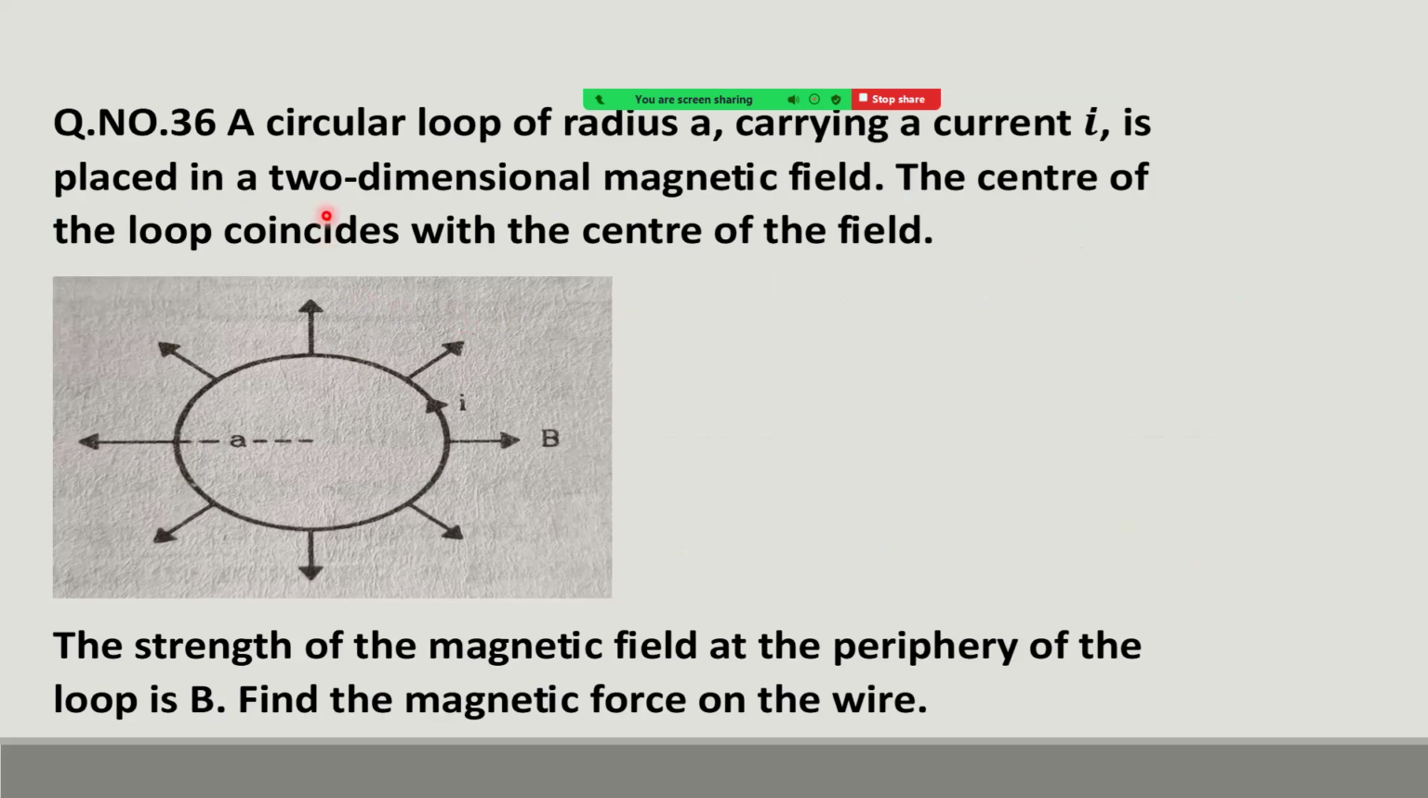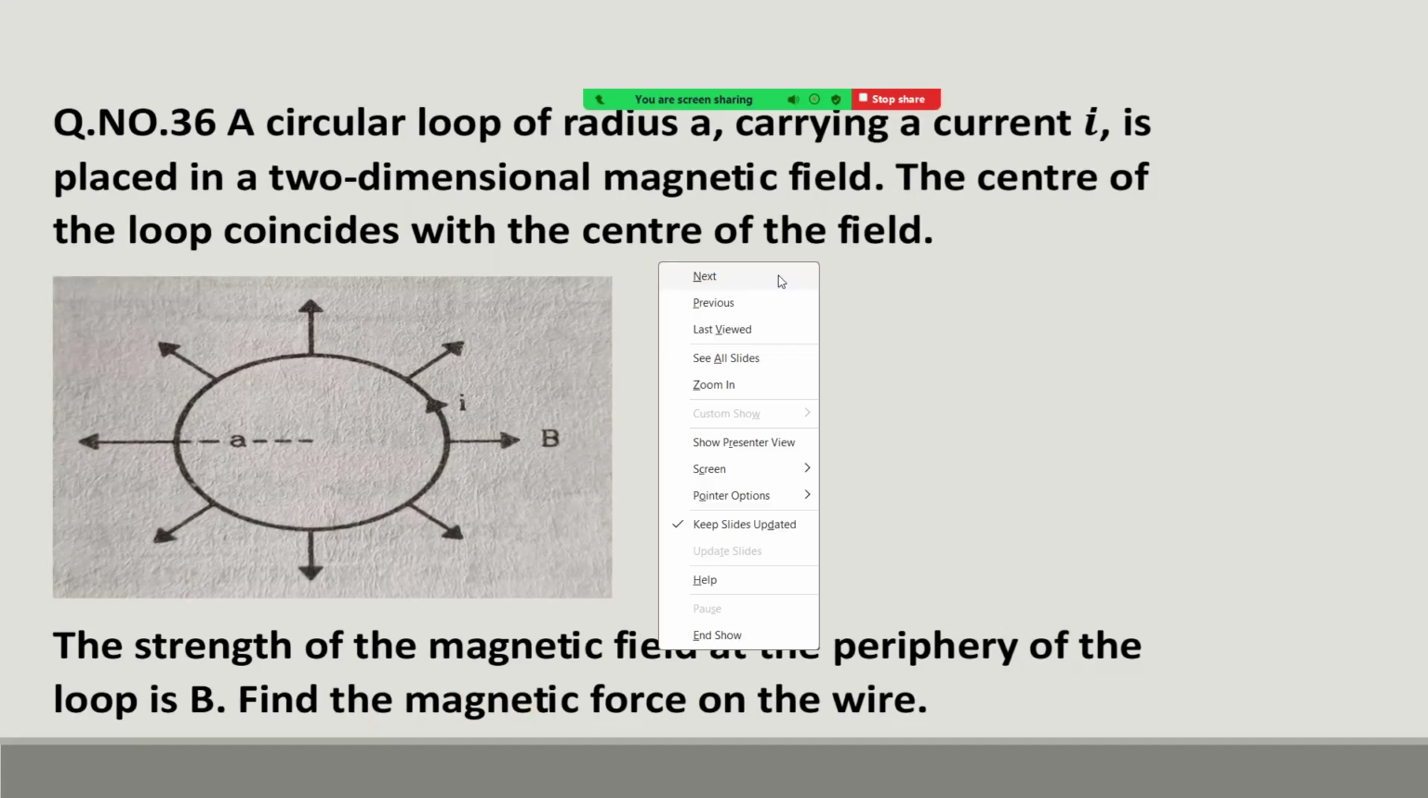Let's see the question given. A circular loop of radius a carrying a current I is placed in a two-dimensional magnetic field. The center of the loop coincides with the center of the field. The strength of the field at the periphery of the loop is B. Find the magnetic force on the wire. Let us see how to start.